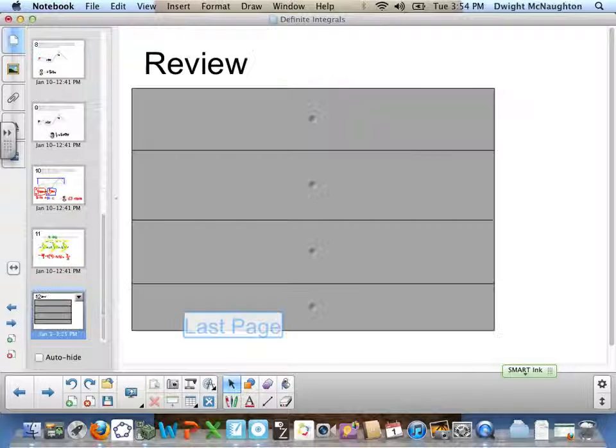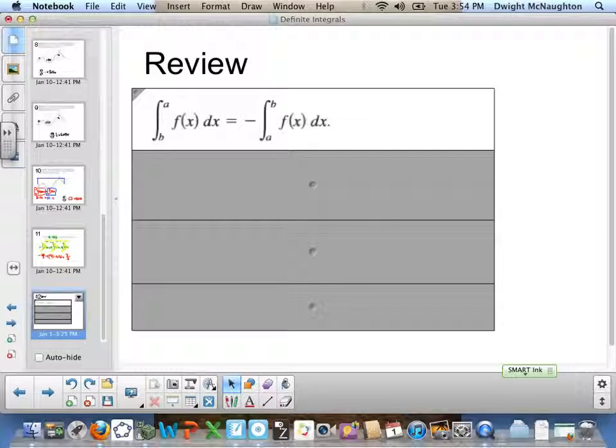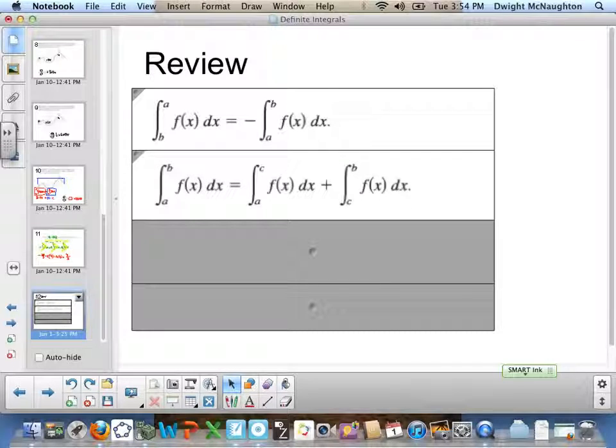All right, so in review, there are 4 properties we talked about today. The first property says that if you switch the letters, you're going to have the same area, just negative. That's because you're going backwards when you take the area. Okay?